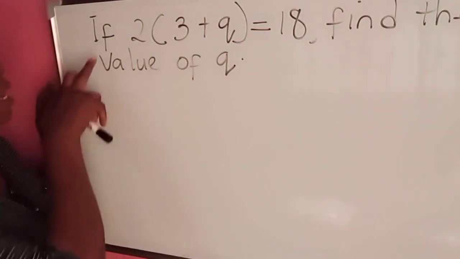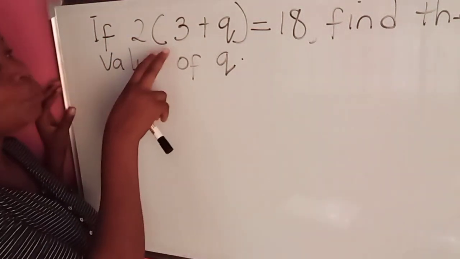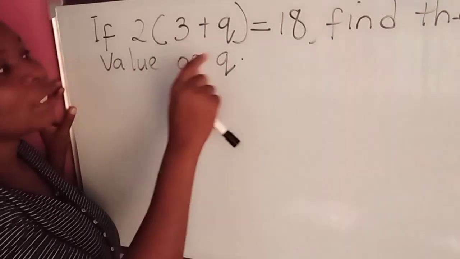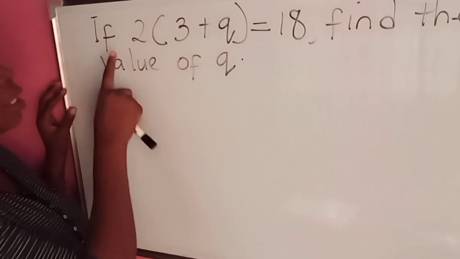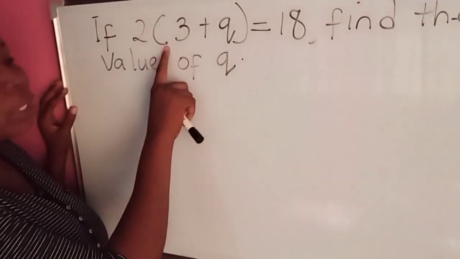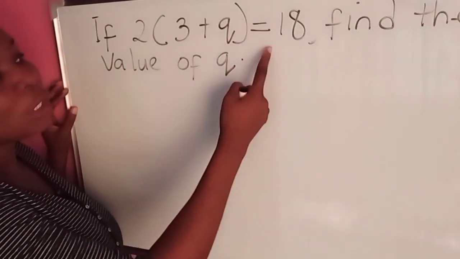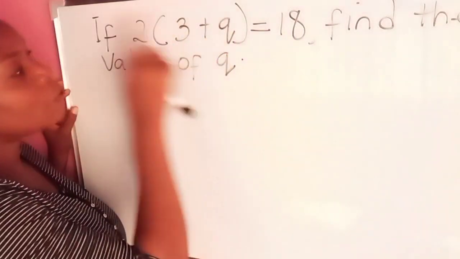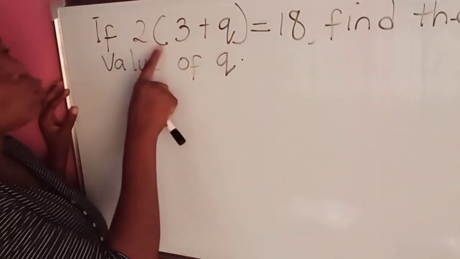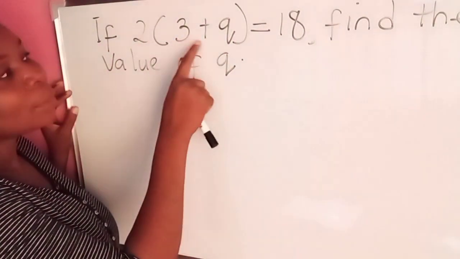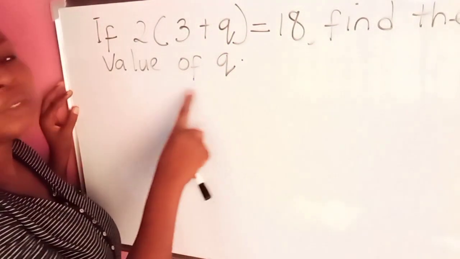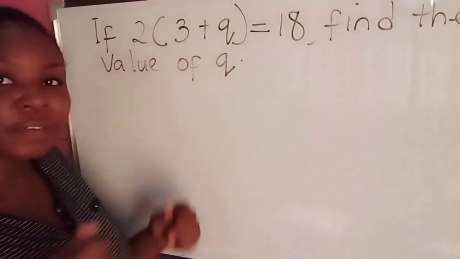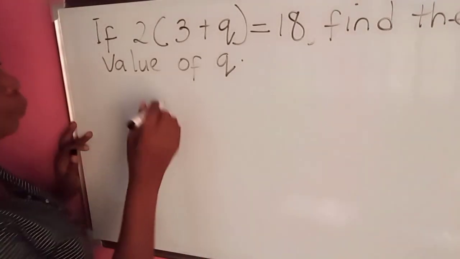This one says, if 2 open bracket 3 plus q close bracket is equal to 18, find the value of q. This is very easy. This is what we'll do.